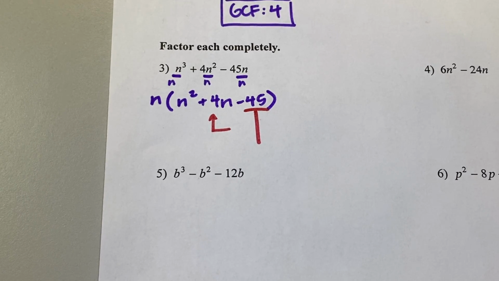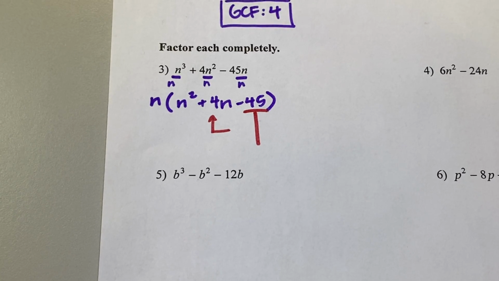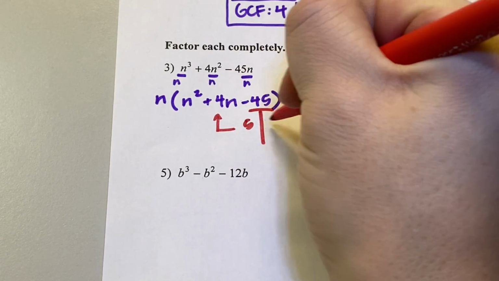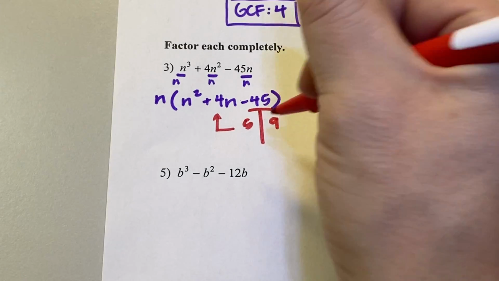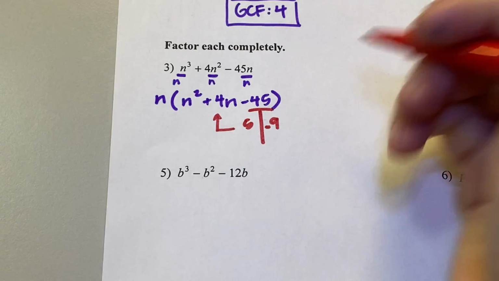Connor? Hold up. That's okay. Somebody else? Bella? 4 and... Ooh, not quite 4. 5 and 9. Okay, one of them needs to be negative though to give me a negative 45. Which do you want to make negative, the 5 or the 9? The 9. Okay, let's try it.